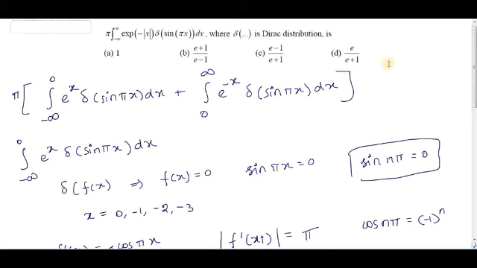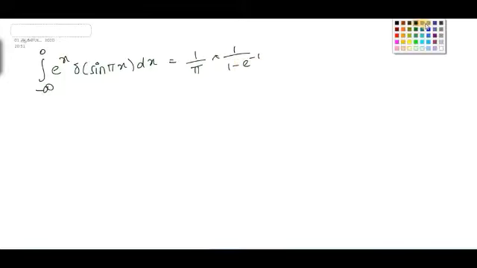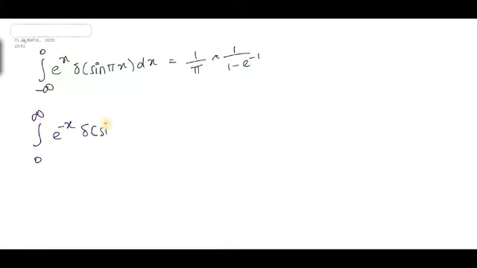Let me take a new page. My first integration result: minus infinity to 0 e power x del of sine pi x dx is equal to 1 by pi into 1 by 1 minus e power minus 1. Now I am going to do the second integration, that is 0 to infinity e power minus x del of sine pi x dx. So this thing we are going to do.